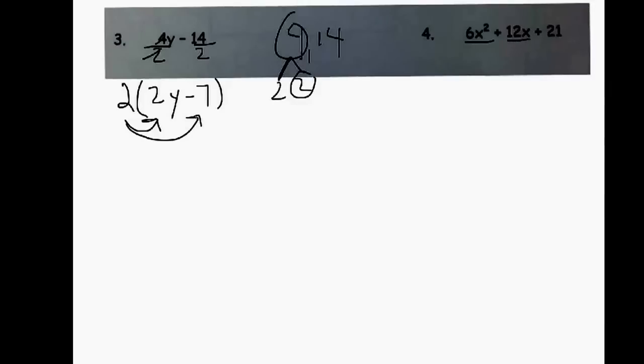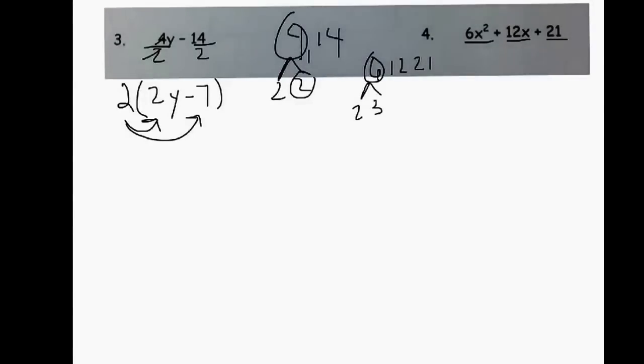6x squared, 12x, 21. So 6, 12, 21. Will 6 go into all three? 6 will go into 12, but it will not go into 21, so we think of the factors. Will 3 go into all of them? 3 goes into 6, 3 goes into 12, 3 goes into 21. So 3 is our GCF. x squared, x, no x. So they do not have any letters in common, so we're just pulling out a 3.